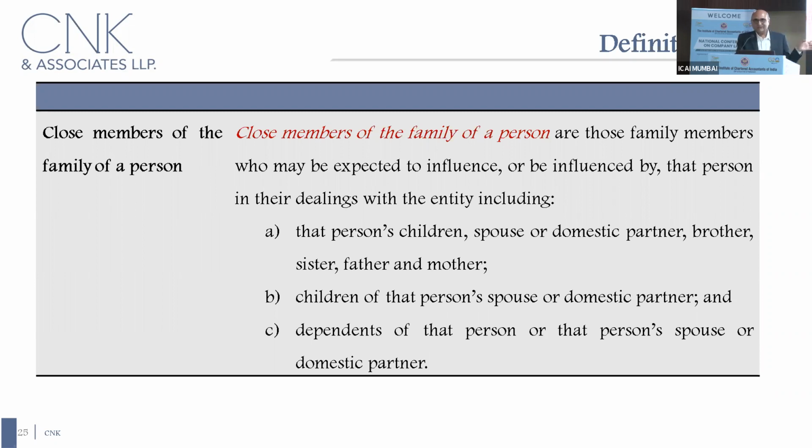Now, this is not there in AS 18, but in IND AS 24 you can have two brothers, even a husband and wife, because it is typically said you cannot influence the decisions of a wife or a husband in that sense. So if that is there, then they may not become related parties. It's not always, but they may not become related parties if you can prove that they cannot influence each other.